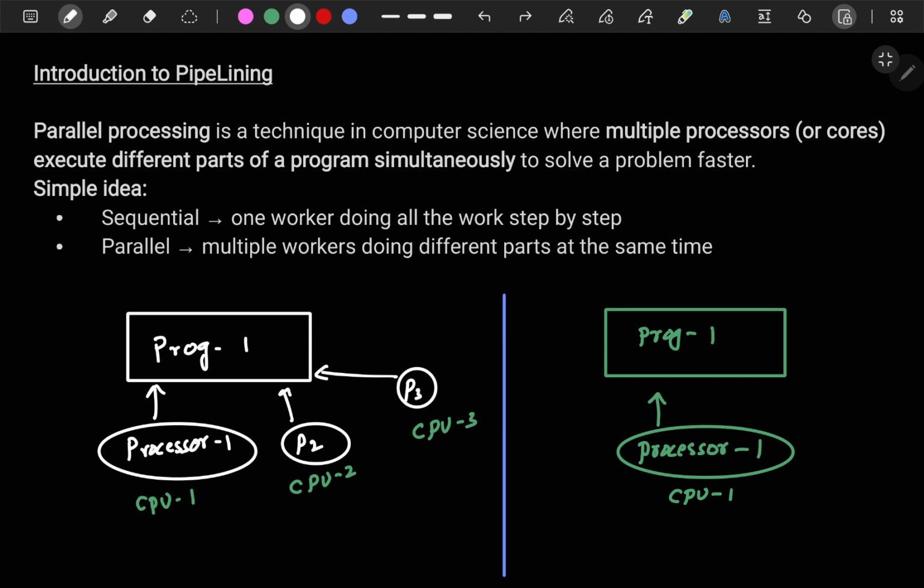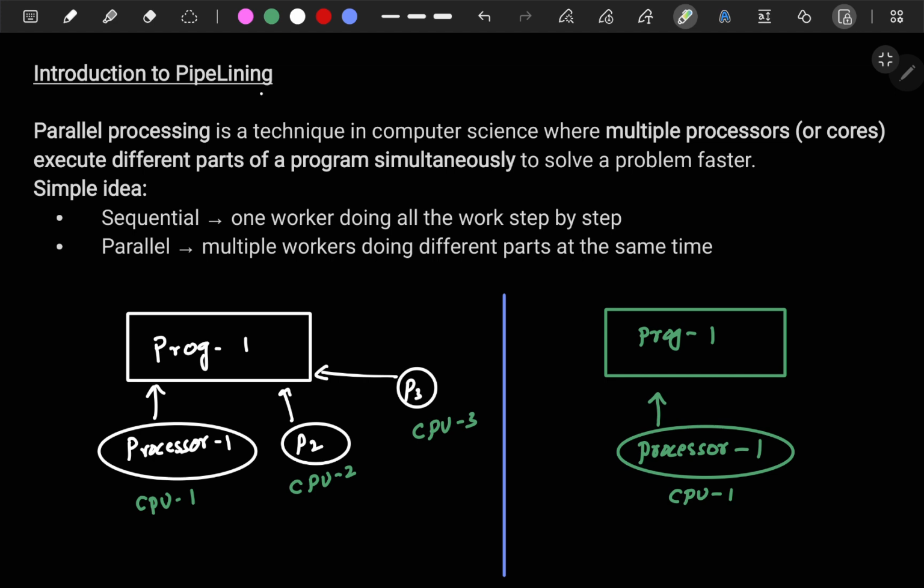But I want some technique which will mimic or simulate the same parallel processing using only one processor. I want to maintain the parallel processing using only one processor. How is it possible? To mimic that technique of parallel processing, we have one more technique that is called pipelining. That is where the technique called pipelining comes into the picture. So when we have one processor and it wants to simulate the same parallel processing technique, then we can use the technique called pipelining.